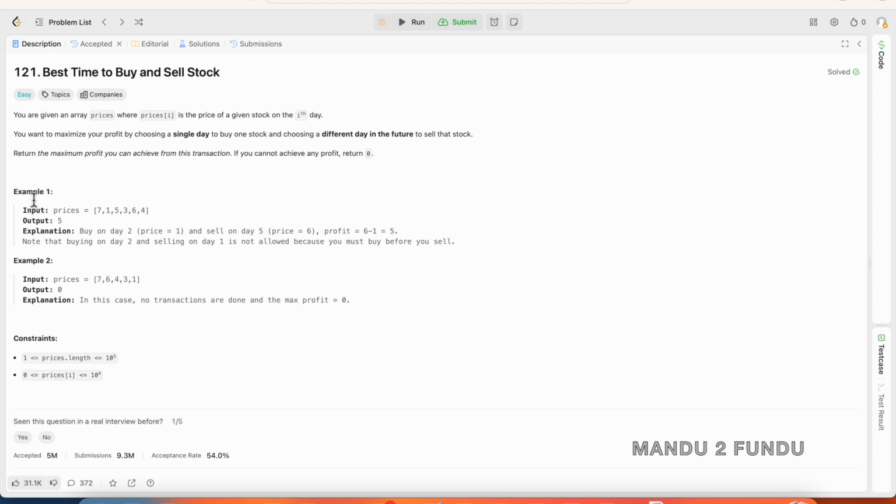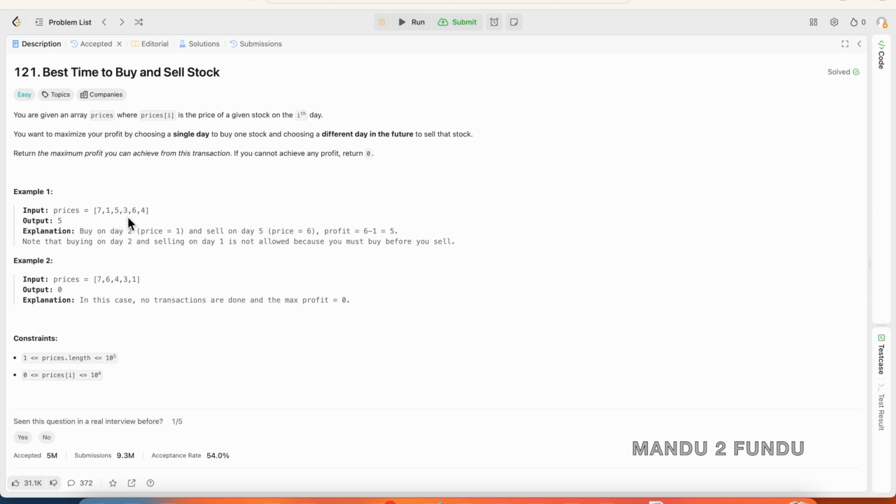Let's take example 1. In this case the input prices is 7, 1, 5, 3, 6, 4. Initially we buy the stock on the first day. The very next day the price is less than the purchased price, so we will not hold on to that stock, we will sell it on the same day. On the second day the new purchase price will be 1, and then on the third day we see the price is higher than the purchase price 1, so we hold on to it. At that point the profit we can make is 4.